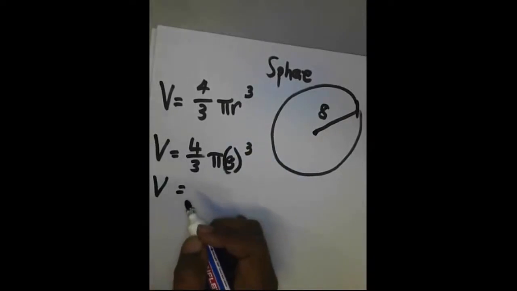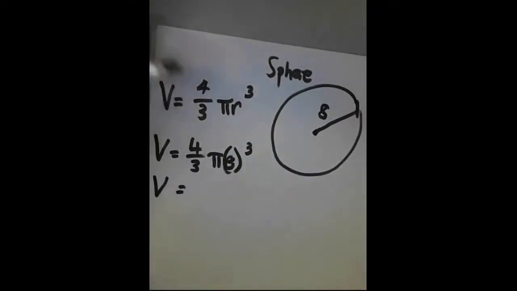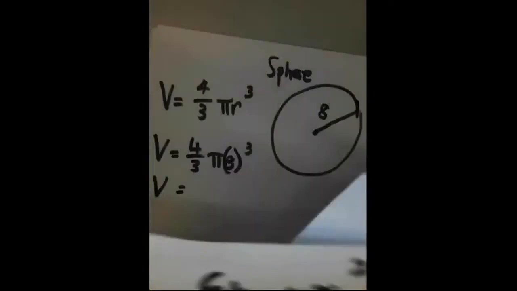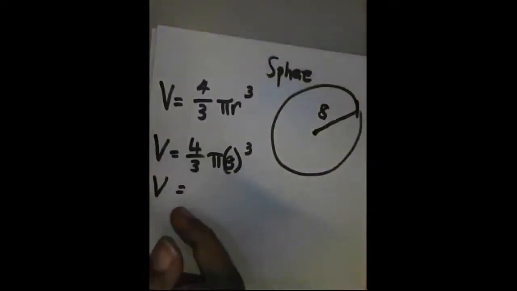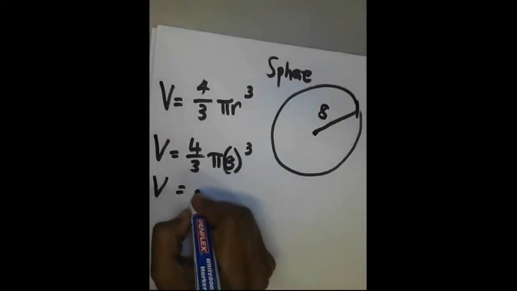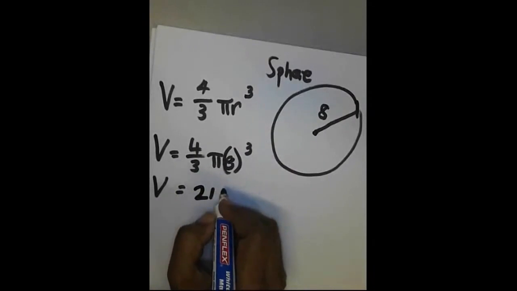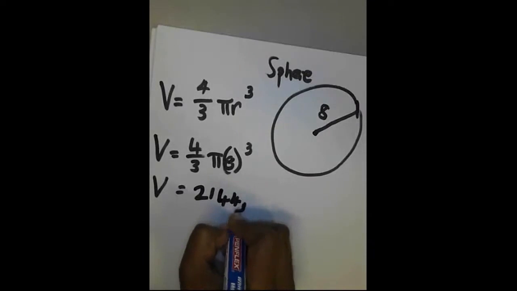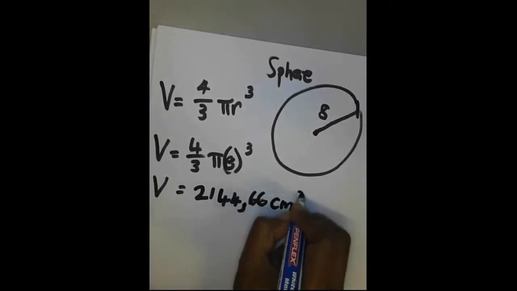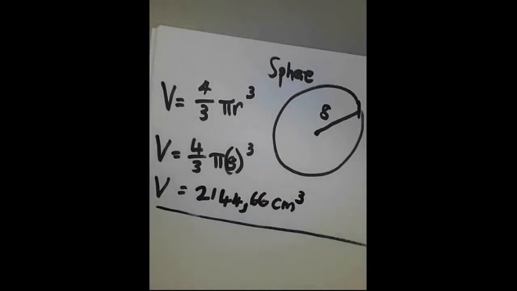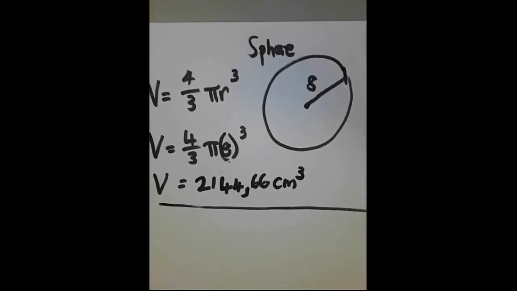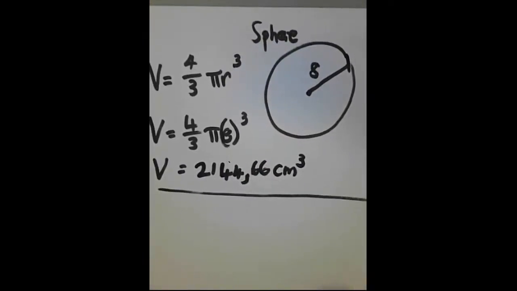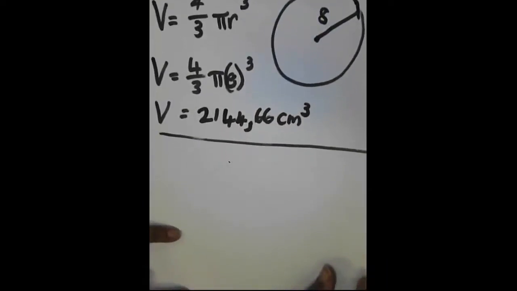So I end up with my volume as being 214,66 centimeters cubed. That's the volume of my sphere. Is everybody there? Right, that's the first one. It's a straightforward substitution. Then they say, show that r squared is equal to 64 minus x squared.